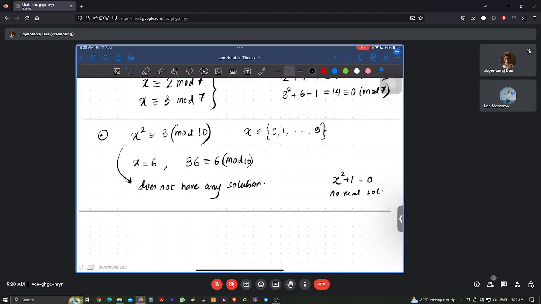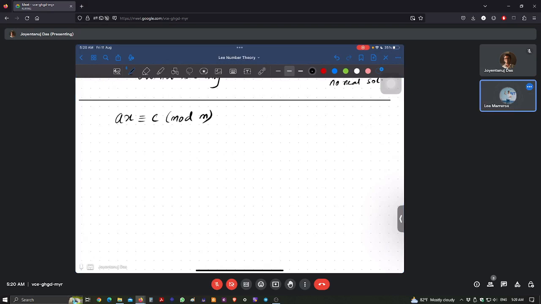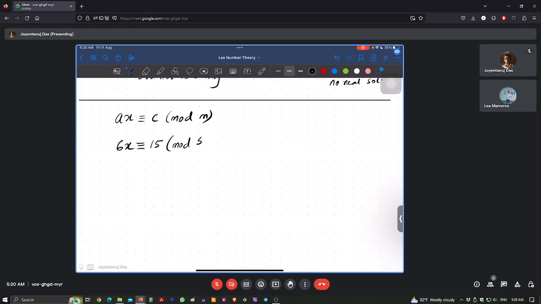So now, in the next part of the chapter, we will try to solve this type of congruence: ax is congruent to c mod m. For example, let us take this one: 6x is congruent to 15 modulo 514. For this you have to check whether a solution exists or not.